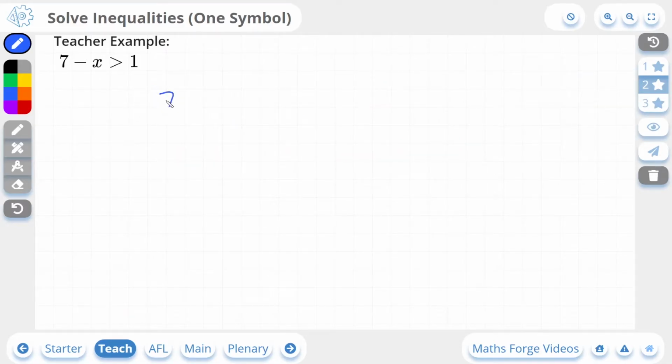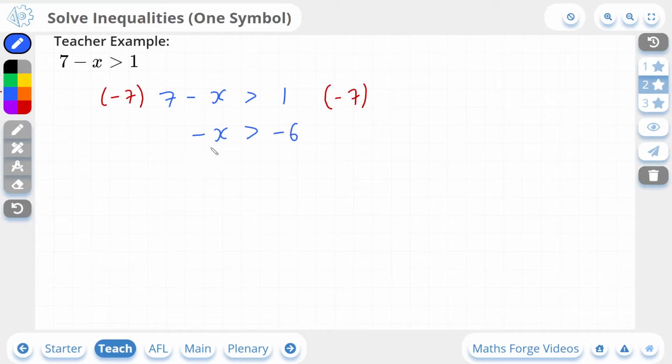Here we have 7 minus x, which is greater than 1. So in this case, we're going to get rid of this plus 7 first. And we're going to do that by subtracting 7 from both sides. This is going to leave us with negative x is greater than negative 6. Because of course 1 minus 7 is negative 6.